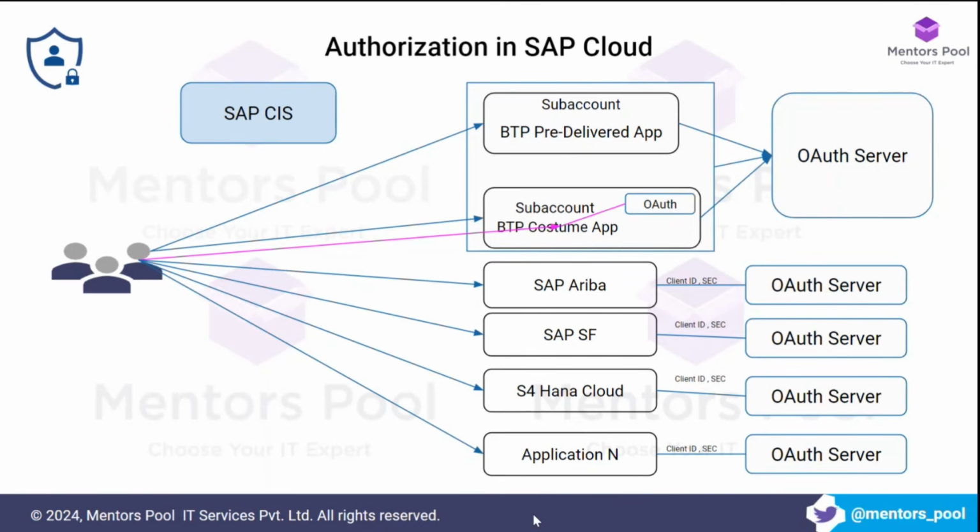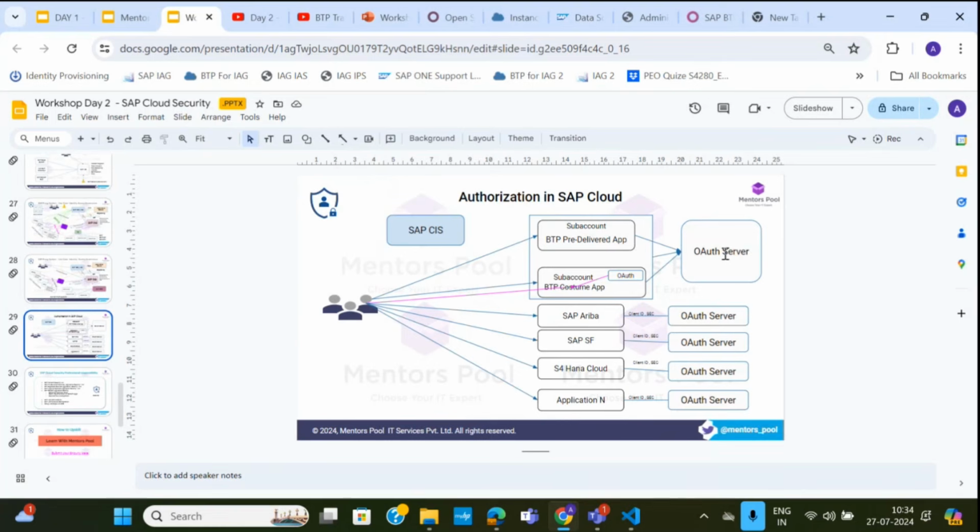So this OAuth server is running behind the global account, subaccount, or pre-delivered application which SAP has developed and you have subscribed to in a subaccount. This platform authorization server is used. But for a custom application which you have deployed in a subaccount within Cloud Foundry or Kyma, you have to create a separate authorization server for that.